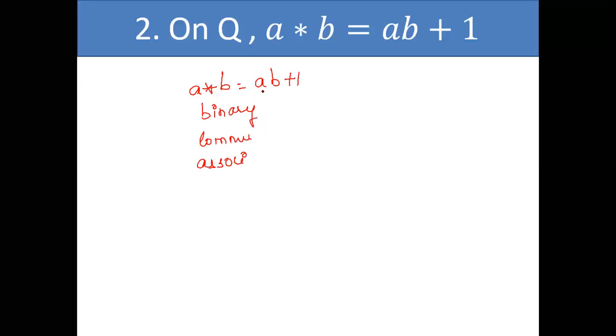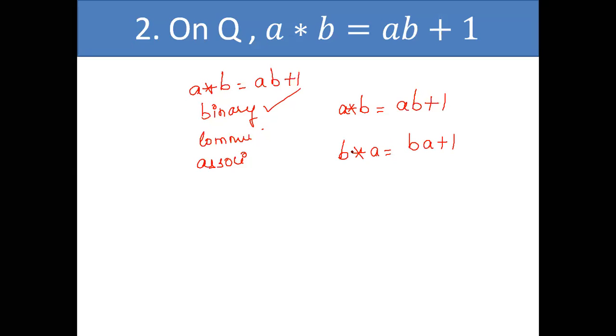So already we have checked for binary operation. So this is a binary operation, is true. Check for commutativity, whether this particular operation is commutative or not. So find what is a star b. A star b is equal to ab plus 1. Find what is b star a. So what is b star a? B star a is ba plus 1.